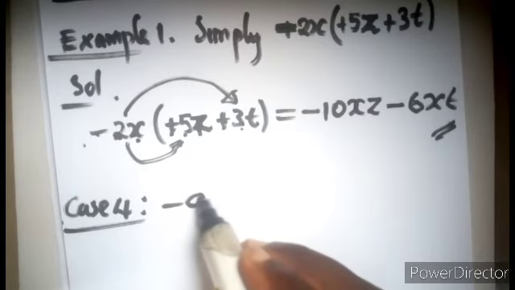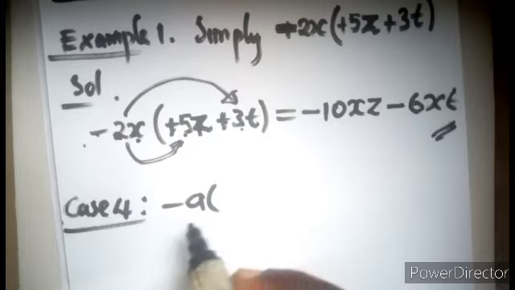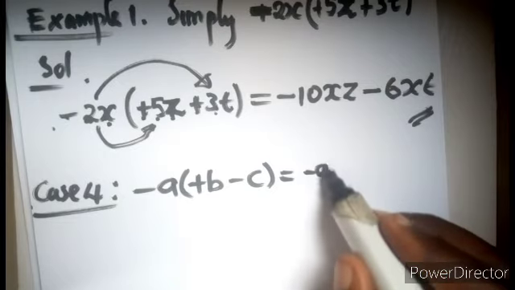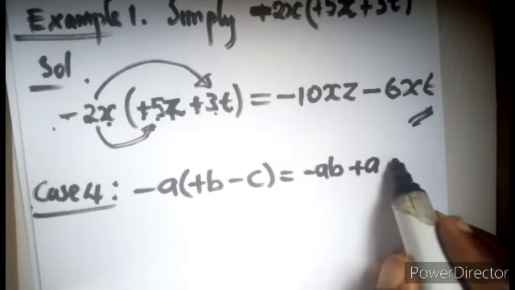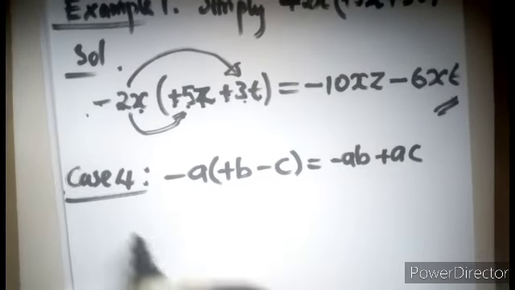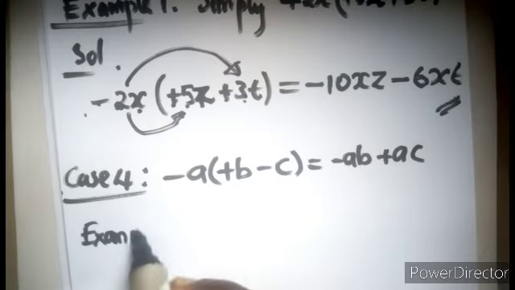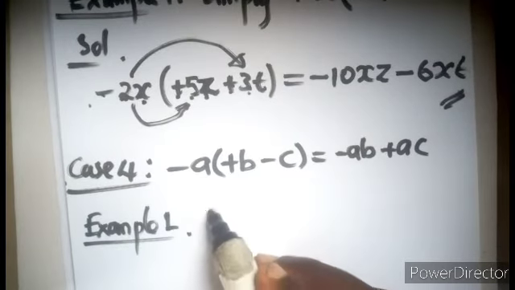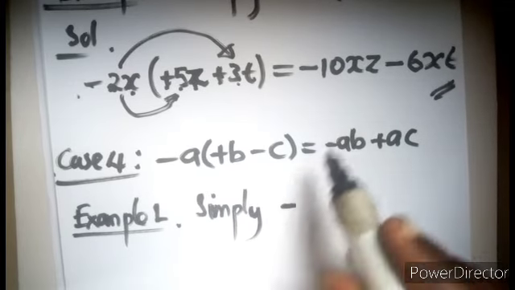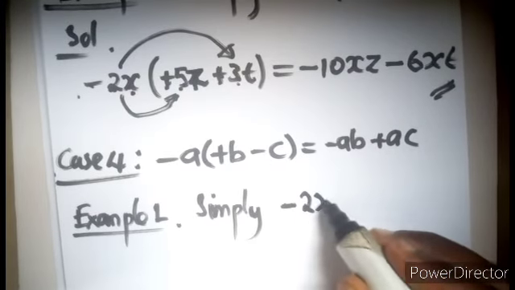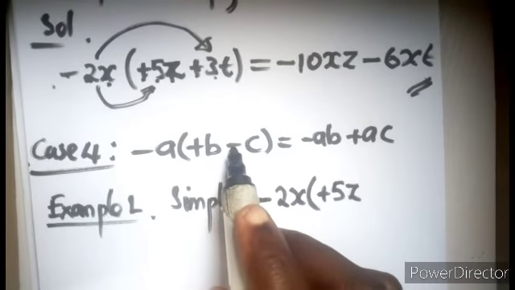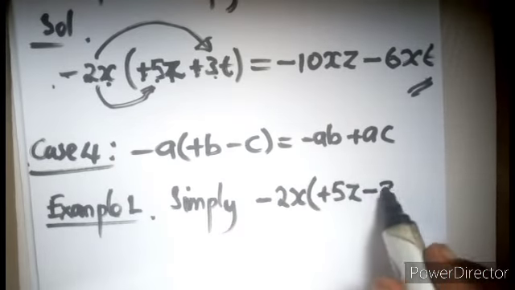Case 4 is when we have the negative a into positive b minus c. We saw this is going to give us negative ab plus what? ac. Now, what we'll do here, we'll consider the first example, example 1. We are asked to simplify negative, let's consider the same question, we'll just change the sign. Negative 2x into what? Positive 5z. Now, for you to tally with this category, we put negative 3t instead.